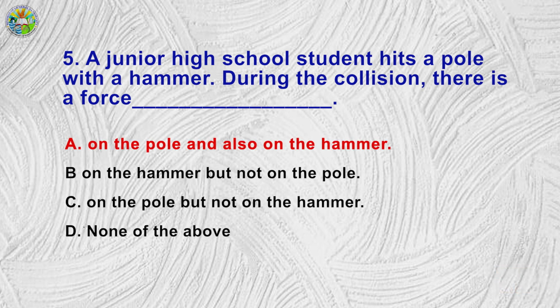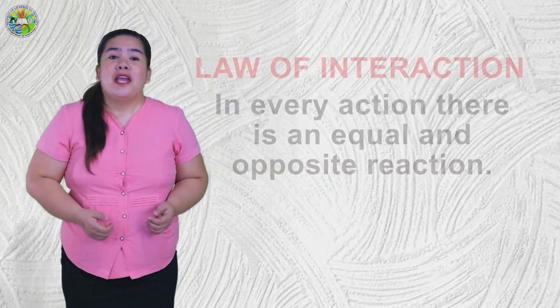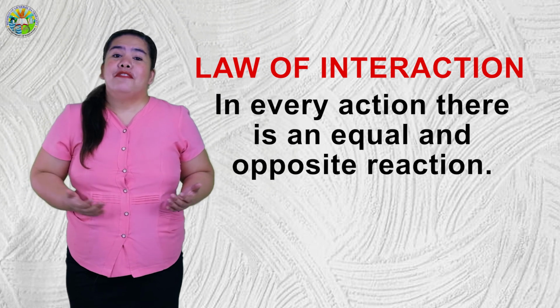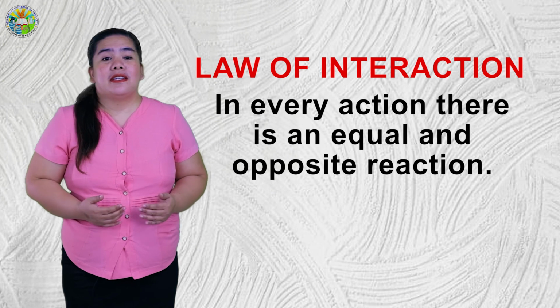For question number 5, the correct answer is letter A, on the pole and also on the hammer. Good job! You made it! I am happy that you have learned the concept of the law of interaction. Can you state it once again? Very good! The law of interaction states that in every action, there is an equal but opposite reaction.